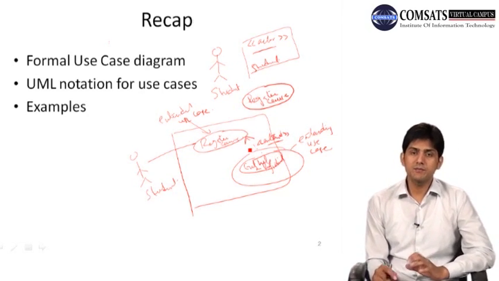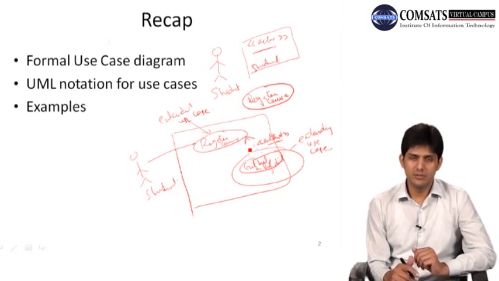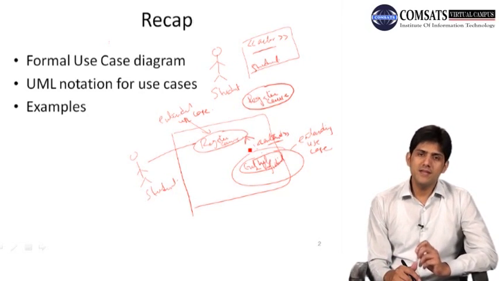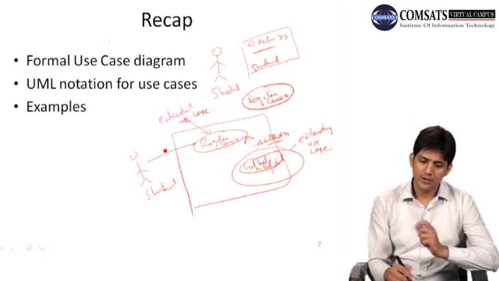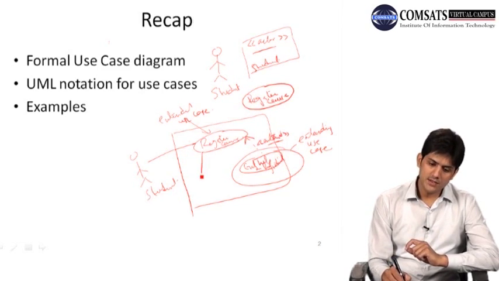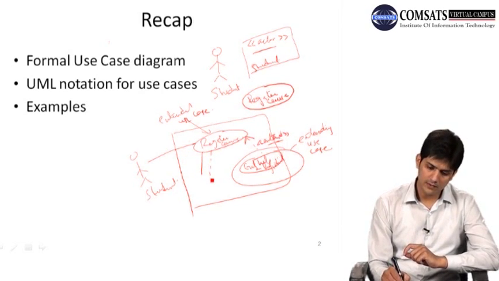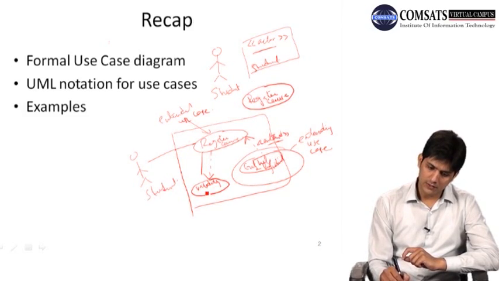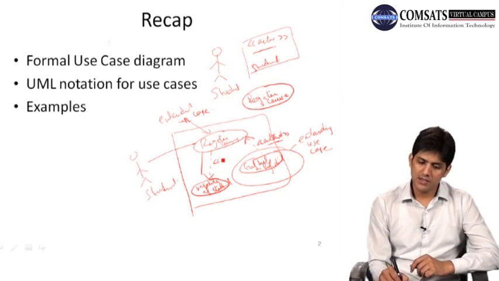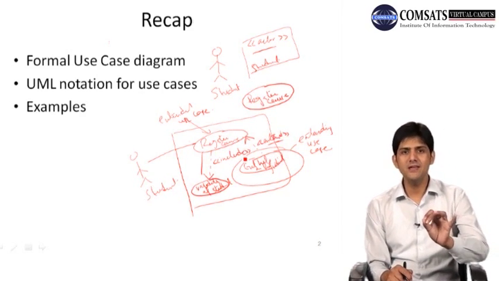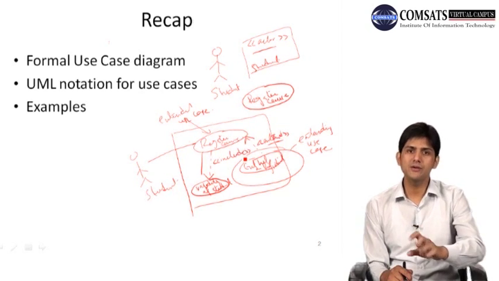Okay, another kind of special relationship that we saw was include. Include means that if we want to include the functionality of another use case, for example this register use case includes that the validity of the student who is trying to register for a course is checked. So here we mean that the register use case would not be complete unless the validity of the student is checked for a particular course he is trying to register.